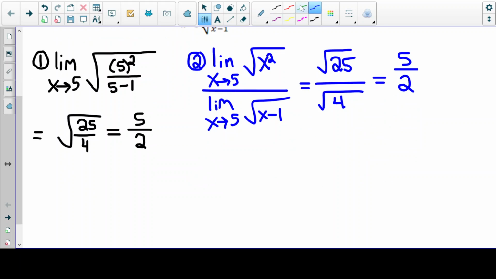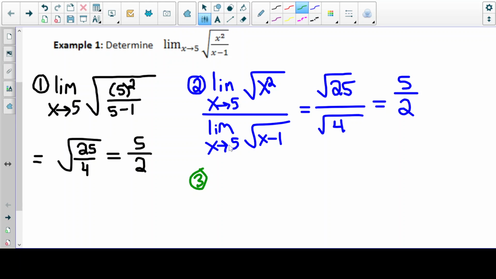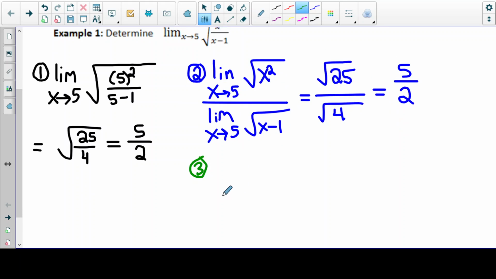Another, third way the properties could be used for this particular limit is that I could take the square root of the limit as x approaches 5 of x squared divided by x minus 1. So I'll find the limit first, then take the square root of our terms.